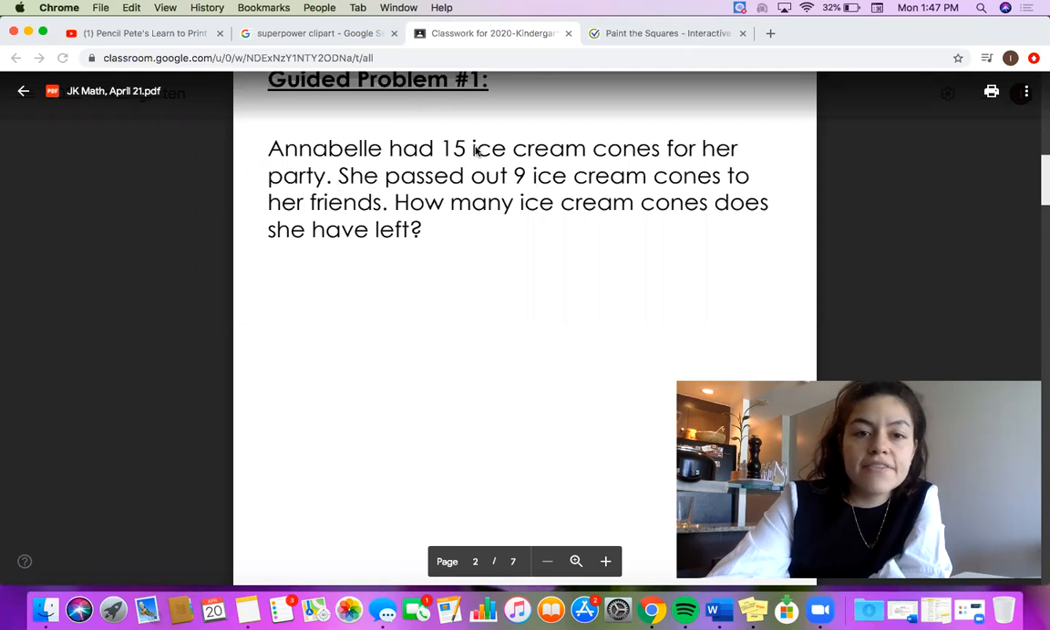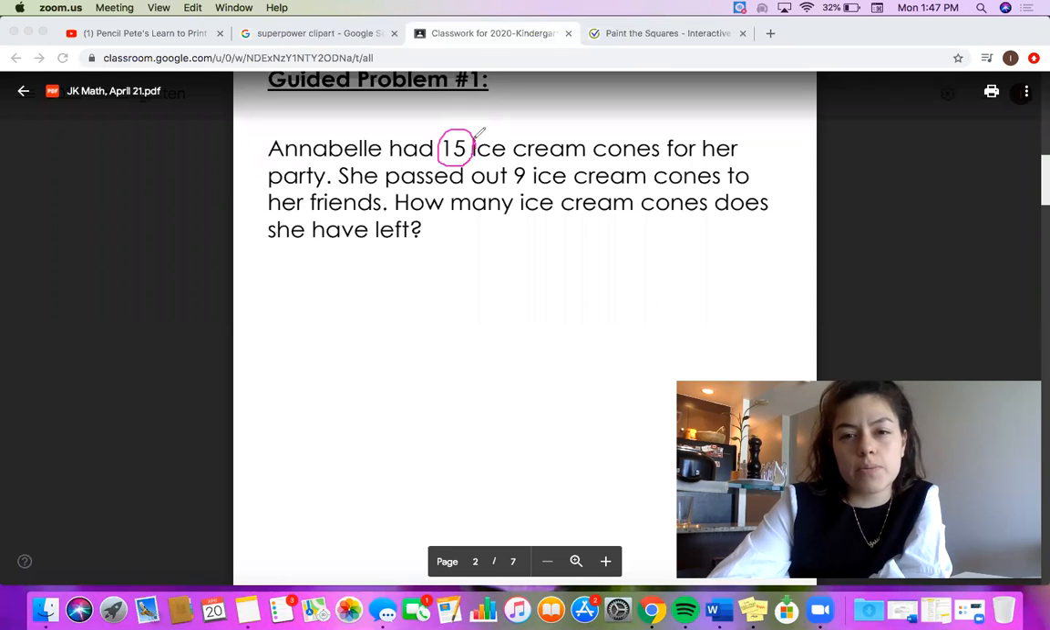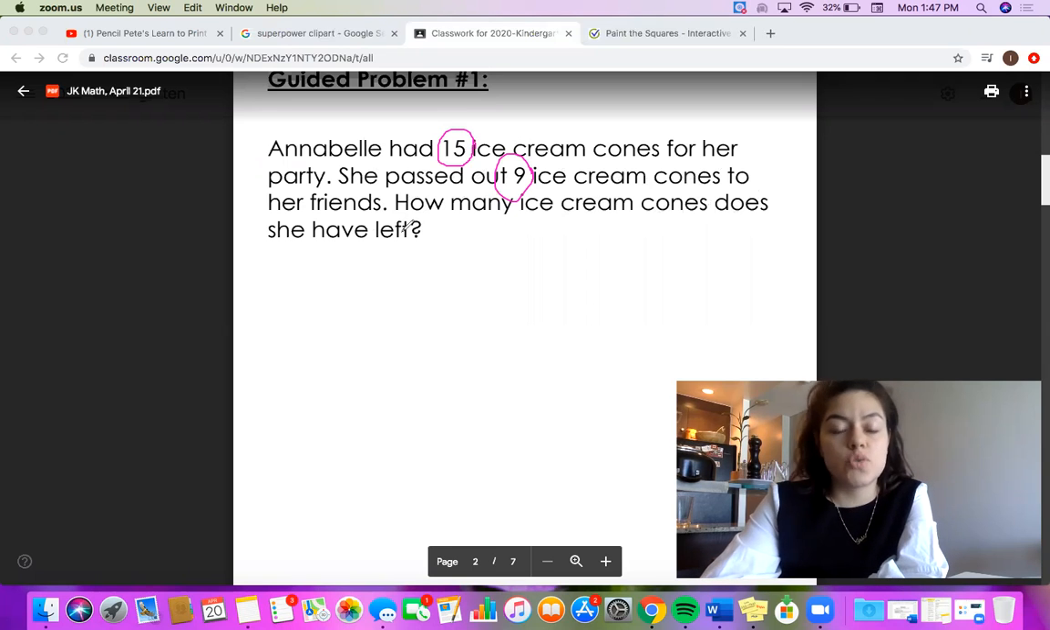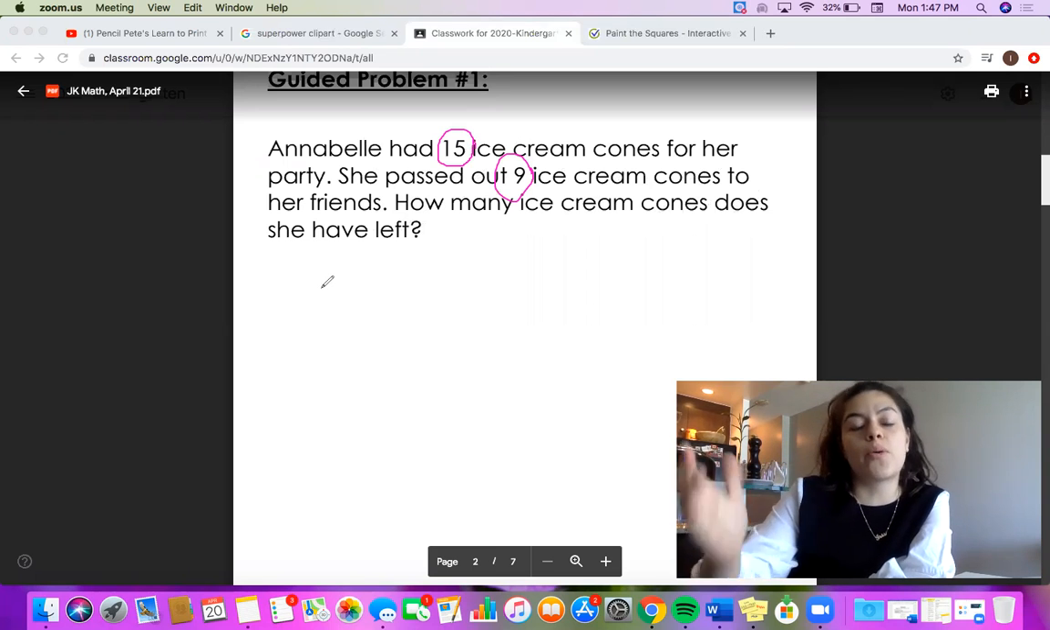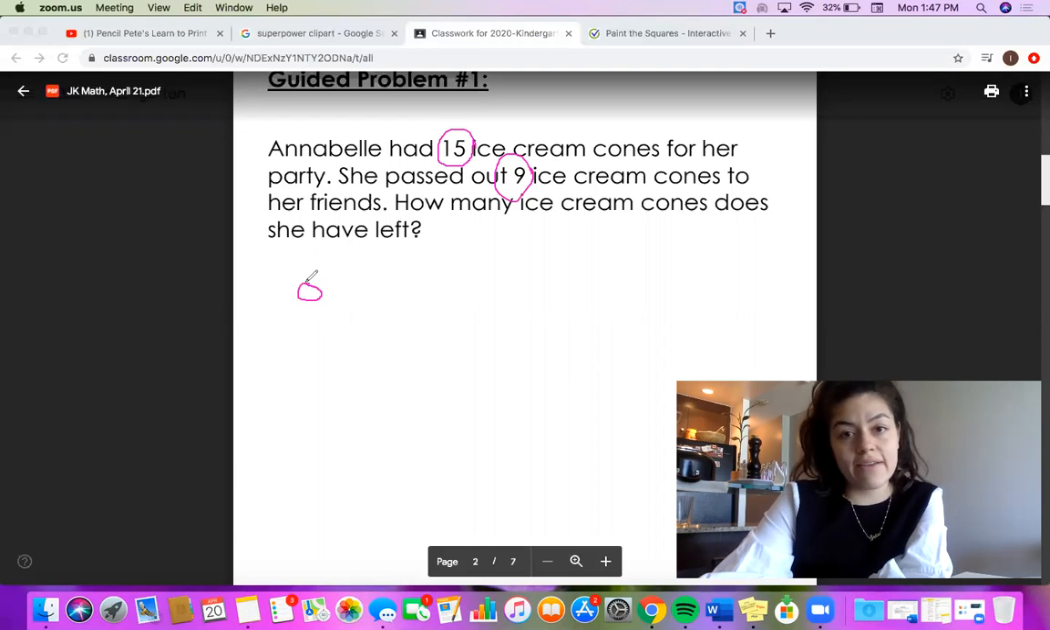Annabelle had 15 ice cream cones for her party. She passed out 9 ice cream cones to her friends. How many ice cream cones does she have left? All right, now it's time to draw it out. Now, whenever you have time, you can actually draw out real pictures for your problem. Normally, I just do little circles, but today, because I have time, I'm gonna actually draw ice cream cones to make the problem look as real as possible for me.